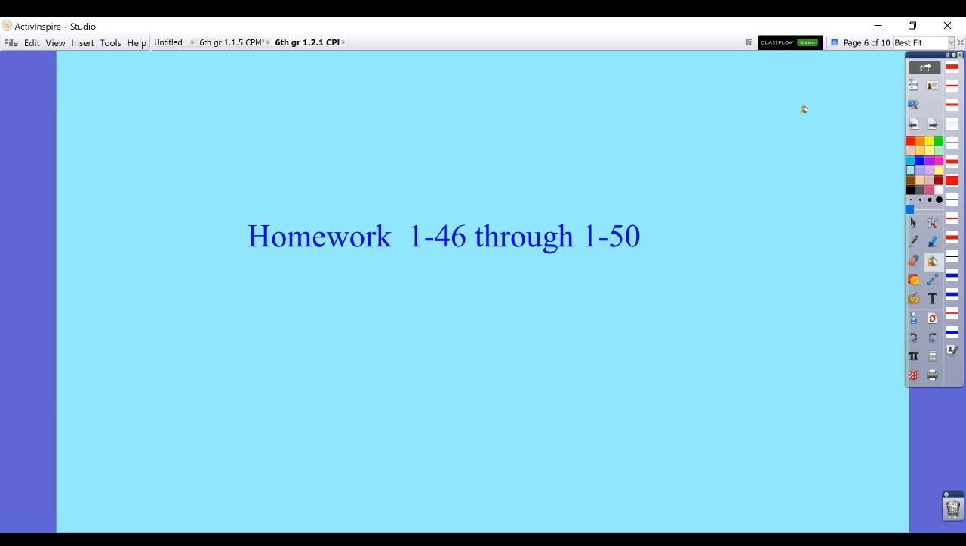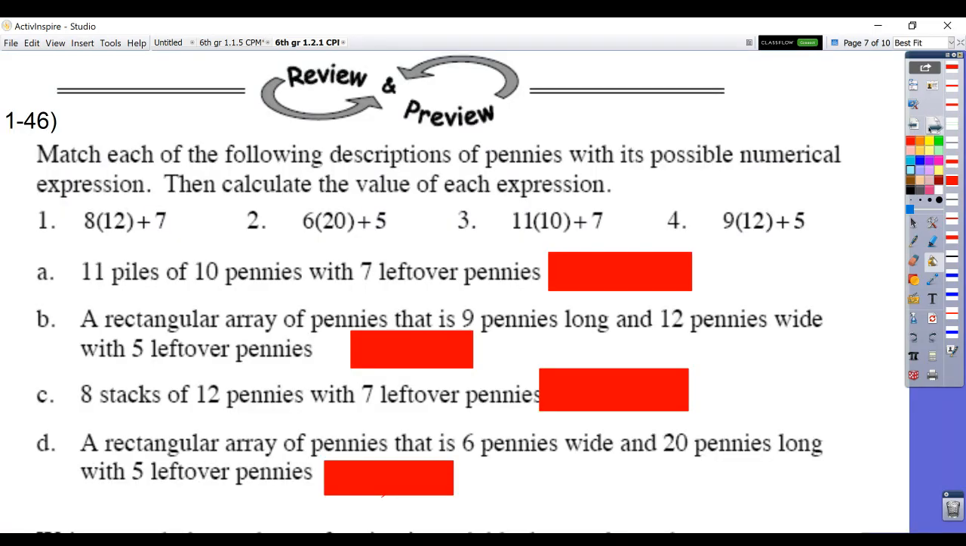This video is to give you homework hints for section 1.2.1. The problems are 146 through 150. So for 146, you're going to match each of the descriptions of the pennies with the possible numerical expression and then calculate the value of each expression.